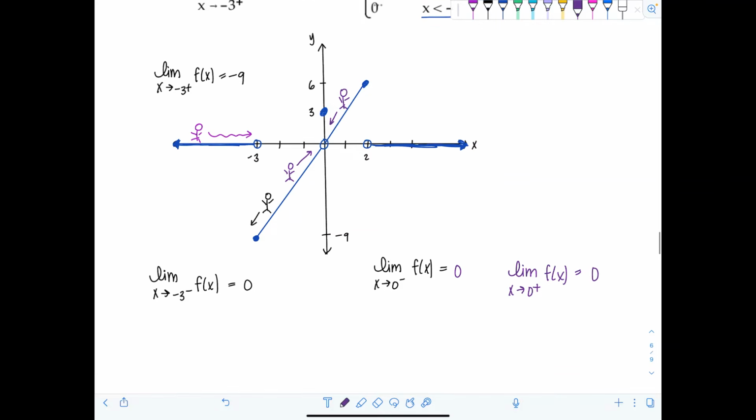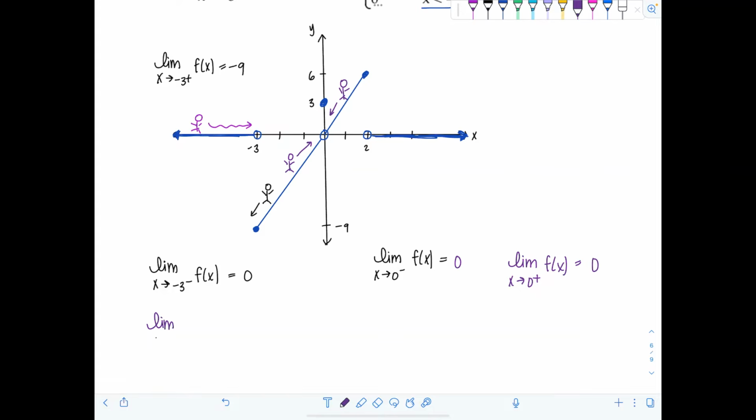So here's an interesting question. What if I asked you what's the limit as x approaches -3? I'm not saying from which side. And then what's the limit as x approaches 0? I'm not saying from which side. Well, if I'm not saying from which side we're approaching -3, then that limit doesn't exist. Why? Because the limit from the left does not equal the limit from the right.